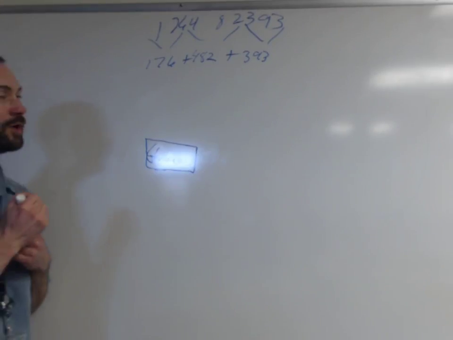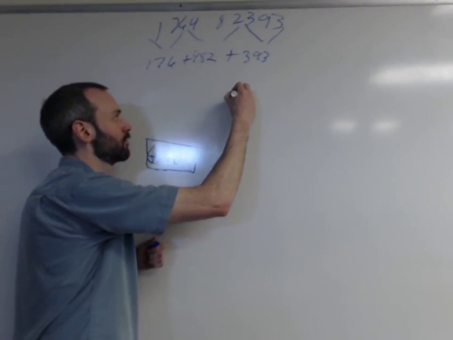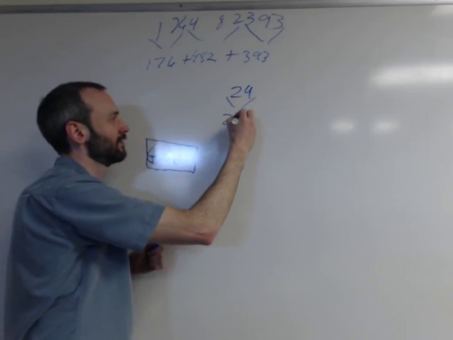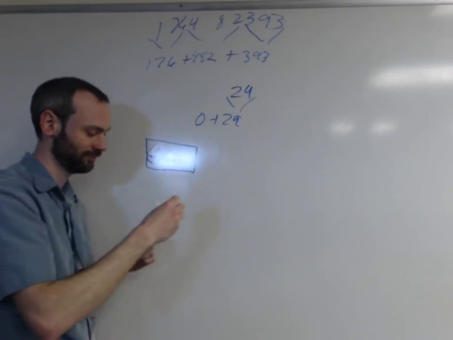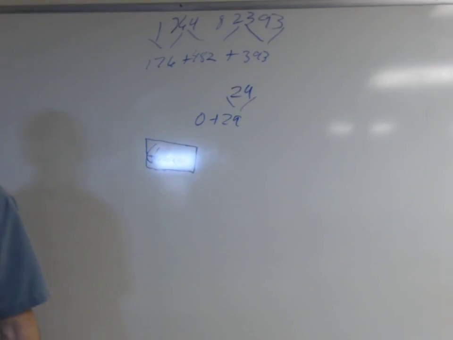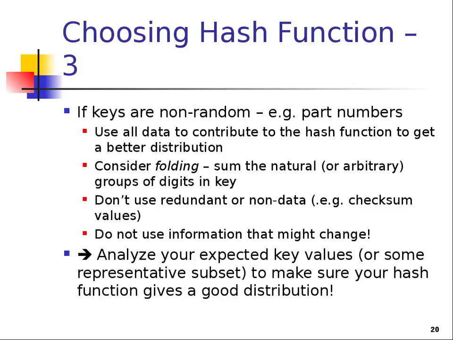What if it didn't have that many digits? Like if it only had 2 digits, like 29? Then your folding would take the 29 and add 0. Or you could add the 2 and the 9, but that seems kind of silly. Okay, so that's folding.